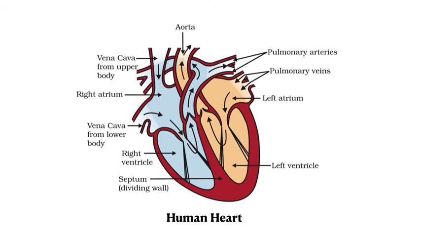Okay, and children, these chambers of the heart are separated with the help of valves. When the blood passes from one chamber to the next one, these valves close so that backflow of blood can be avoided. Okay, so here through the image I have tried to explain to you a few important points about our heart.